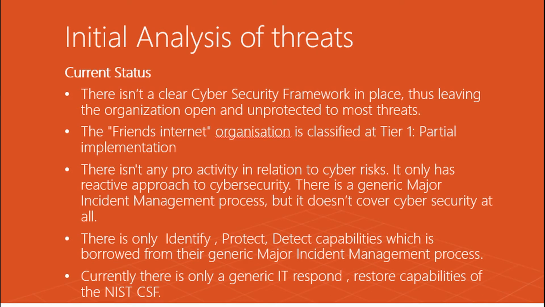An initial analysis of threats. So the current status, I'll go through some points on the current status. There isn't a clear cybersecurity framework in place, thus leaving the organisation quite open and unprotected to most threats out there. The Friends Internet organisation is classified as a Tier 1. There's partial implementation because they do have a little bit of major incident management. There isn't any proactivity in relation to cyber risks. It only has a reactive approach to cybersecurity.